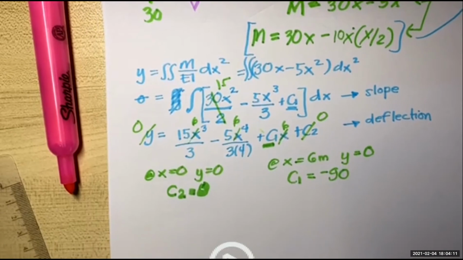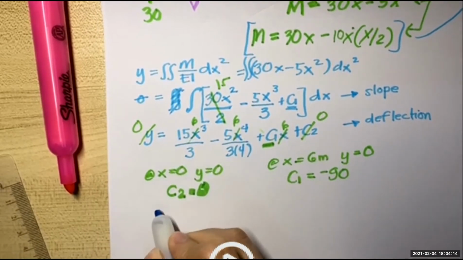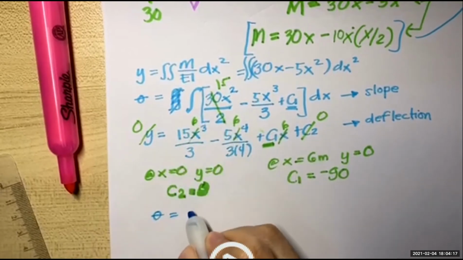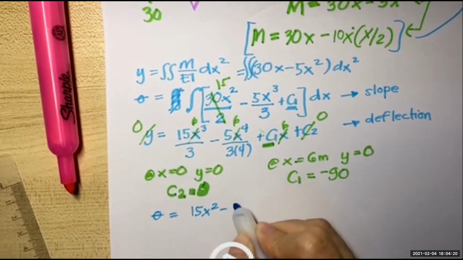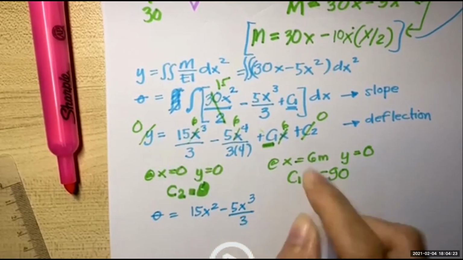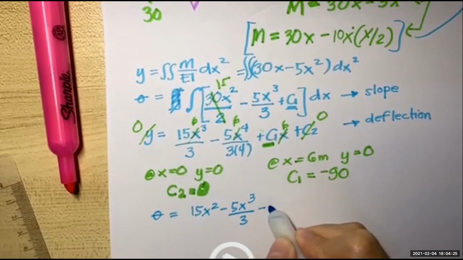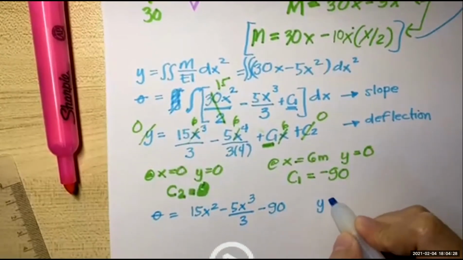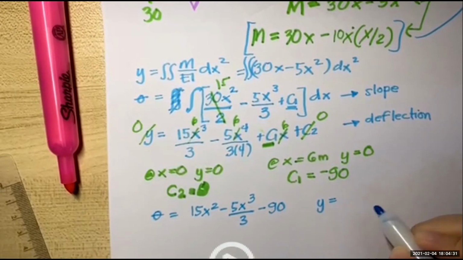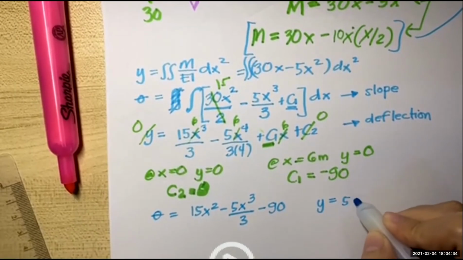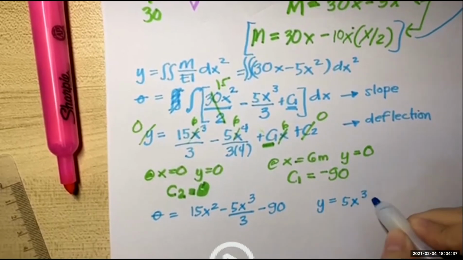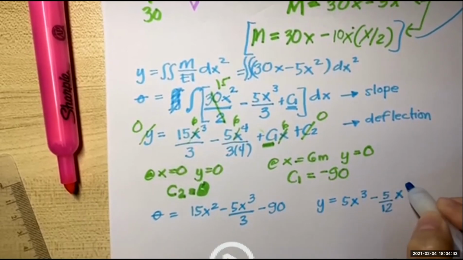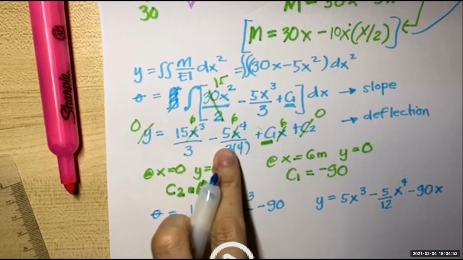So, i-rewrite na natin siya, yung pinaka-general equation. So, ang slope mo is equal to 15x squared minus 5x cubed over 3. Ang C1 natin is negative 90, so minus 90. While your y is equal to 15 over 3, so 5x cubed minus 5 over 12 x raised to the 4th. Then minus 90x. Tama? Tama na ba yung substitution ko?